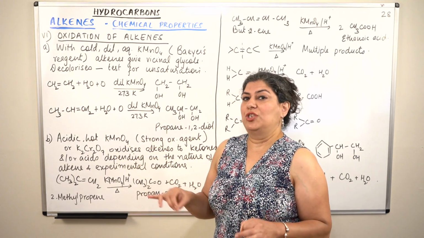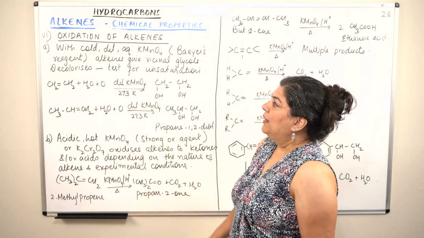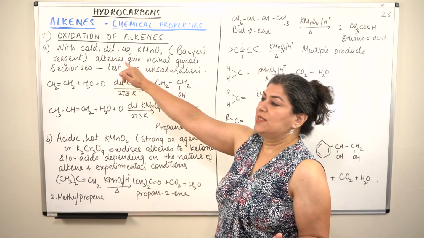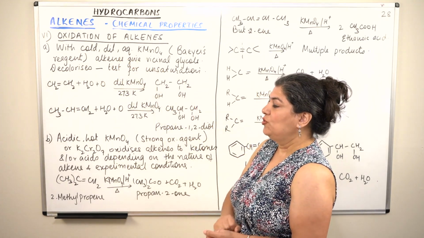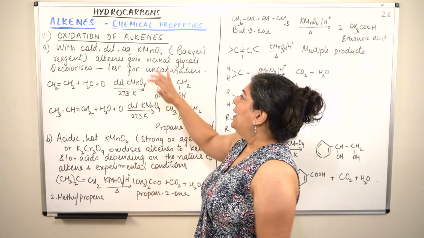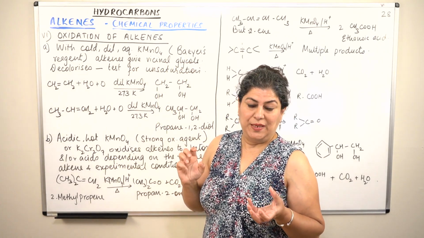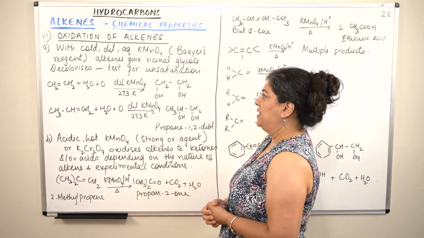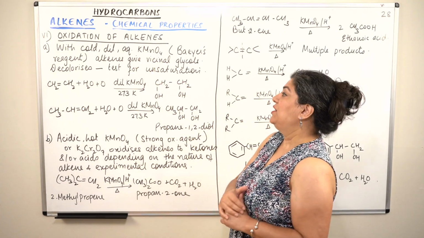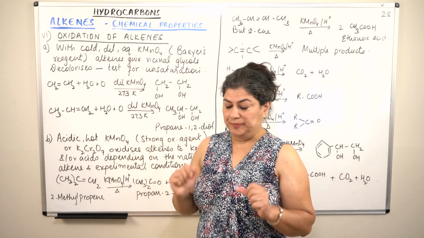We can carry out the oxidation of alkenes with aqueous potassium permanganate solution, which is cold and it is dilute. Aqueous means you've added water to it, and therefore it is a dilute aqueous potassium permanganate solution, and we keep the temperature low, which means the conditions are milder. This mixture is known as Bayer's reagent. It has been given a name, that is Bayer's reagent. When you carry out the oxidation of alkenes with the help of Bayer's reagent, what happens? The alkenes, they give vicinal glycols.